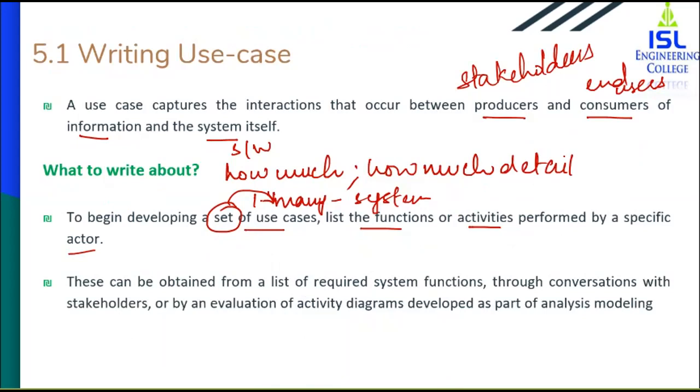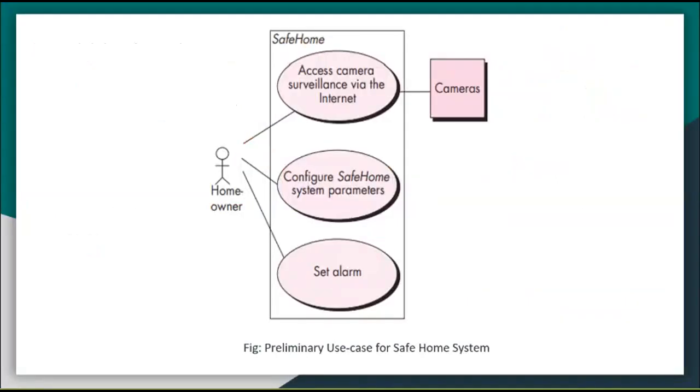Then the next point is, this can be obtained from a list of required system functions through conversations with stakeholders. Within the first point I've told you that the communication is going to occur between stakeholder and user. With this communication, you can obtain the list of functions and activities that need to be performed and embedded within the use case. So that's the first step, written use cases.